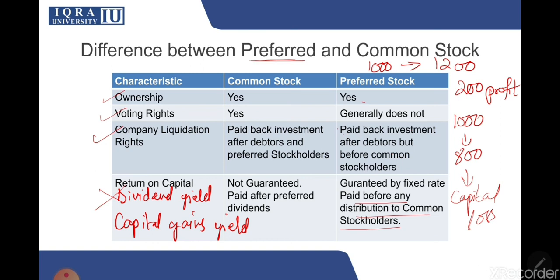Moreover, the dividend is usually guaranteed, like a fixed coupon payment. Like you've already studied bonds. In bonds, you have a fixed coupon rate. In the same way, you have a fixed rate over here. So the dividend is decided from the beginning and it doesn't fluctuate.